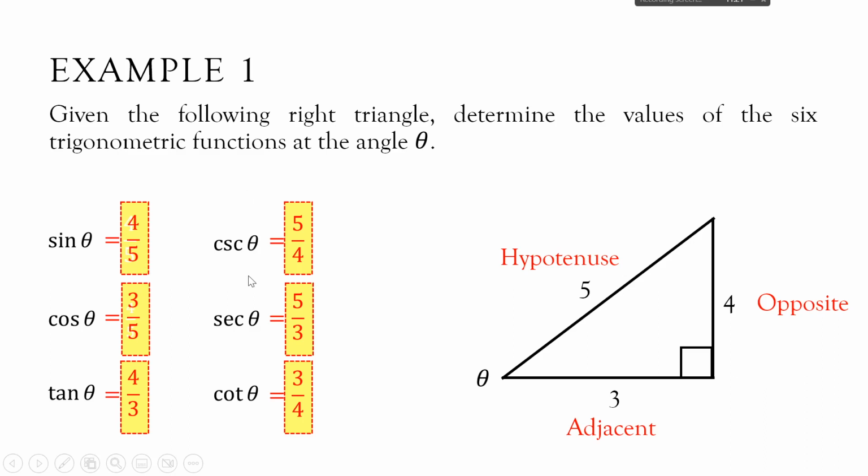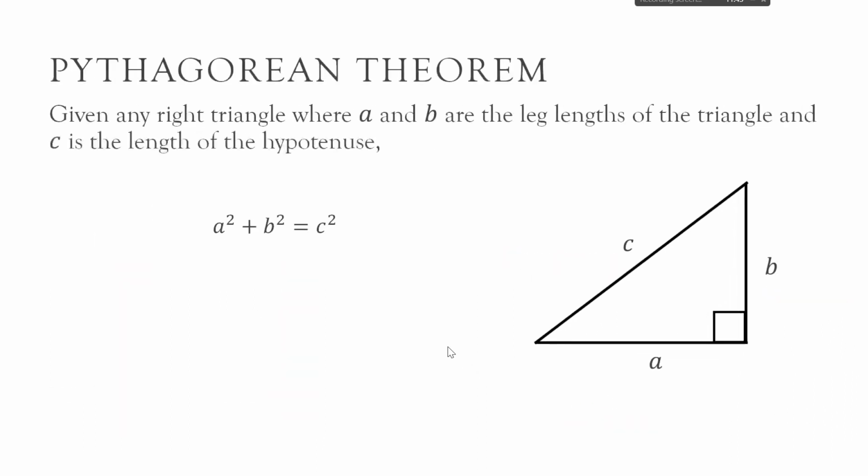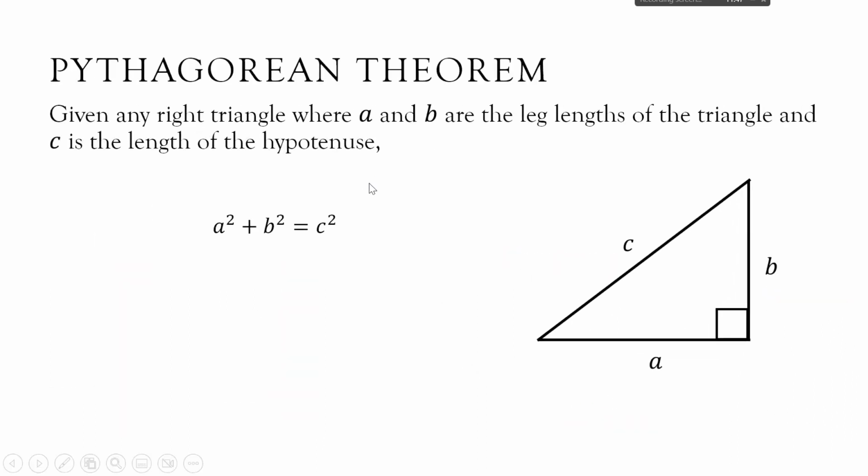Alright, so let's move from here. This example wasn't too bad because I had all 3 sides of my triangle already labeled. But what if I was missing the hypotenuse? What if I was missing the opposite, or the adjacent, missing one of them? What can I do from there? Well, in that scenario, we have this nice theorem that we call the Pythagorean theorem.